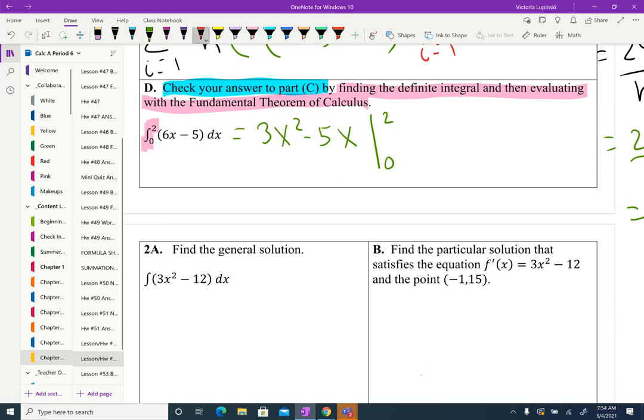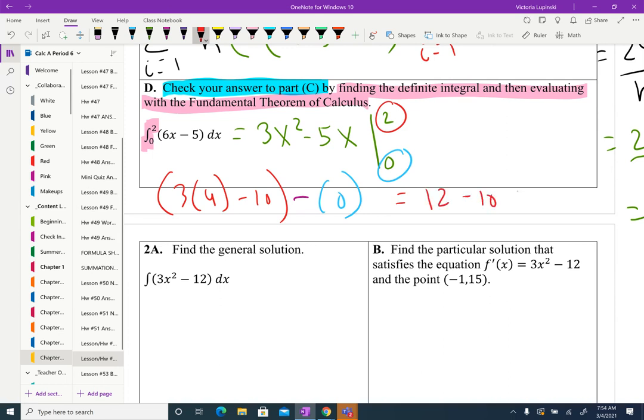You're going to start by plugging in the top number. So when I plug in a 2, I'm going to get 2 squared. Well, I'll show you some more steps. So that's 3 times 4 minus 10. That's what happens if you plug in the 2. Then remember, it's always a minus. And then I'm going to plug in the 0. And you're just going to get a 0. If you calculate that, you get 12 minus 10, and it turns out that the answer is 2.